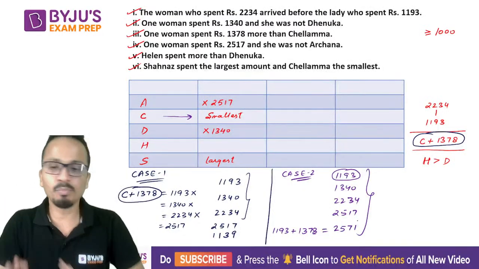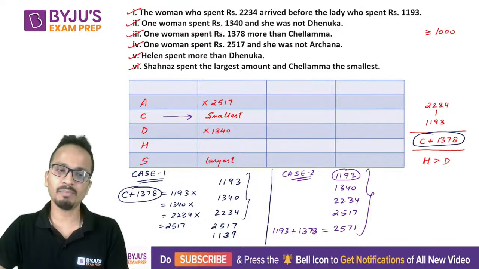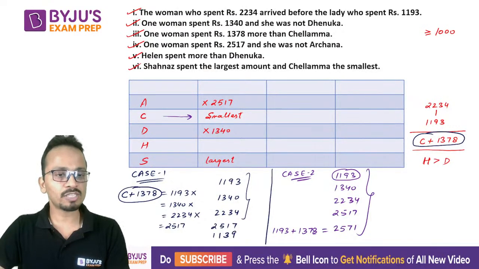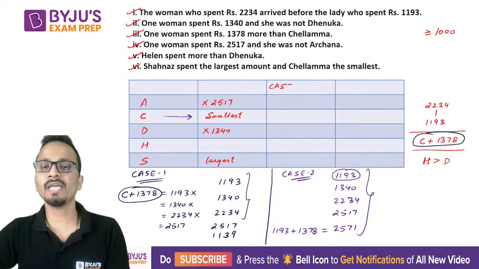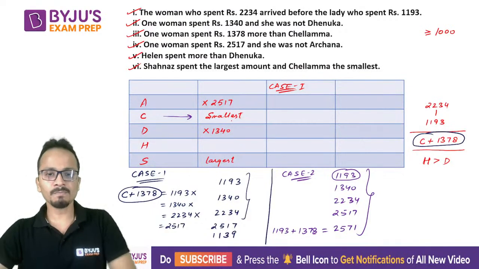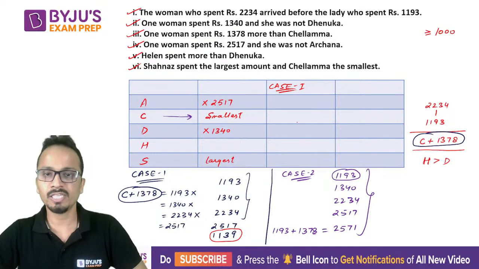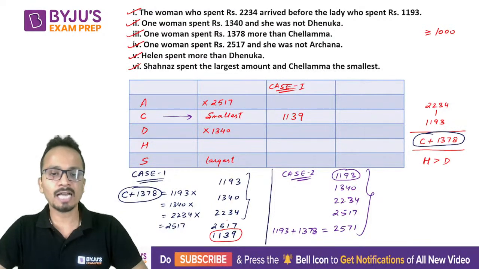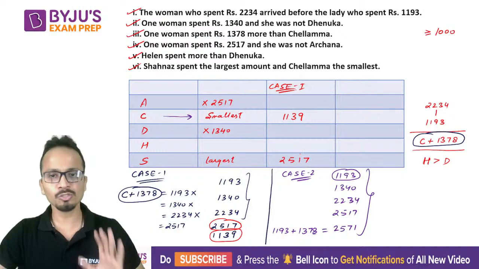So now I have made both the two cases. Okay, now two cases have been made. Let's start putting the values in the table one by one. So first of all, for case number 1, I am substituting values. So case 1. Now in case 1, C will be the smallest. Among these 5 values, C will be the smallest, that is 1139. So 1139 will be C, and S is the largest. Largest is 2517. So 2517 is the largest. Done these two values. Okay.